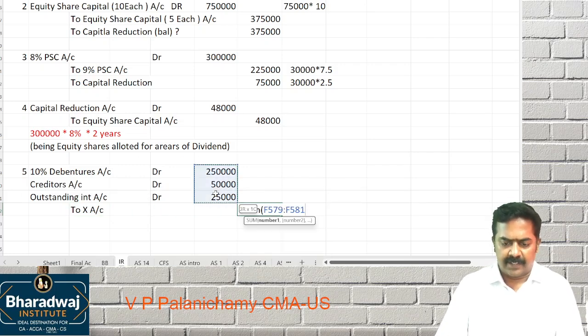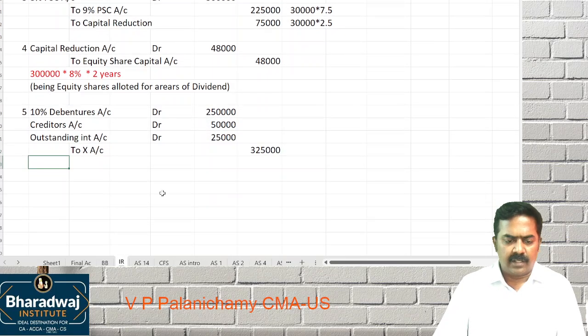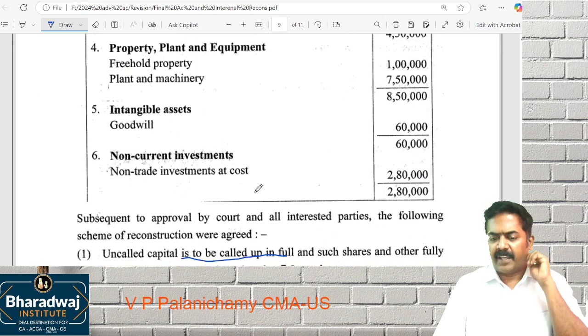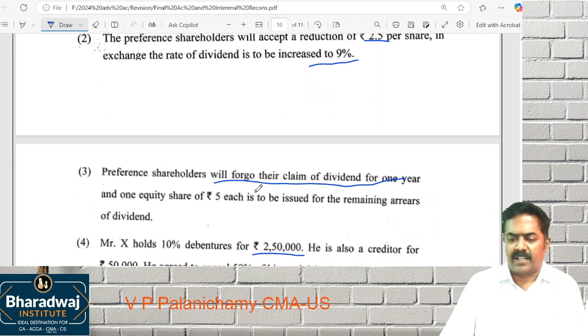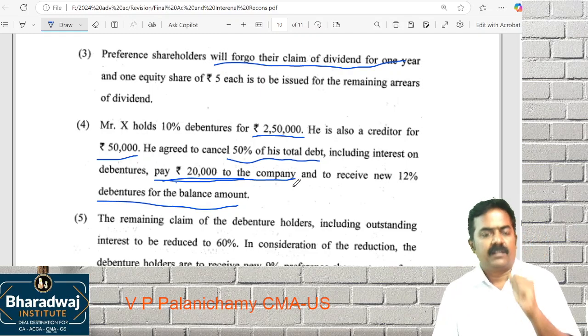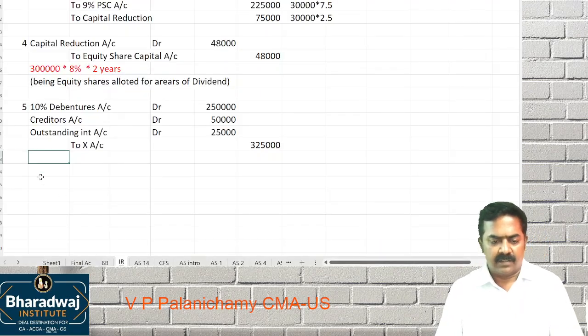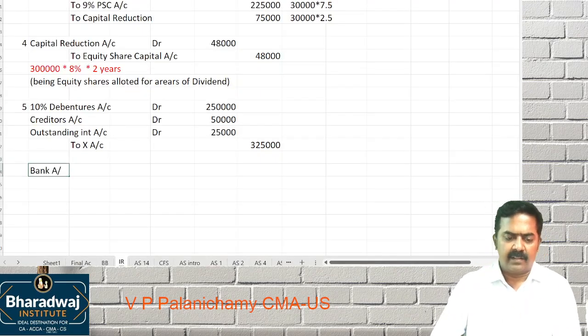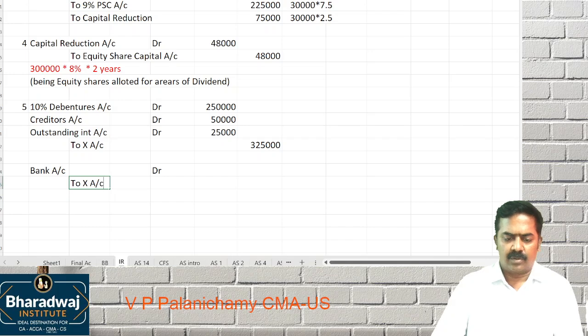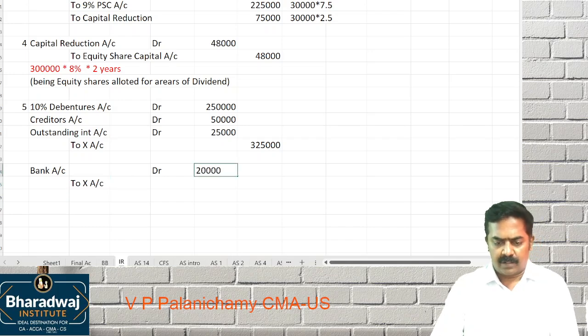Listen to it, then you can take it up. Pay attention. 3,25,000. Look at the adjustment. Who is paying money? Whether the company is paying money to X or X is paying money to the company. He pays rupees 20,000 to the company. X will pay 20,000, so we are collecting money. Bank account debit to X account. How much he pays? 20,000.